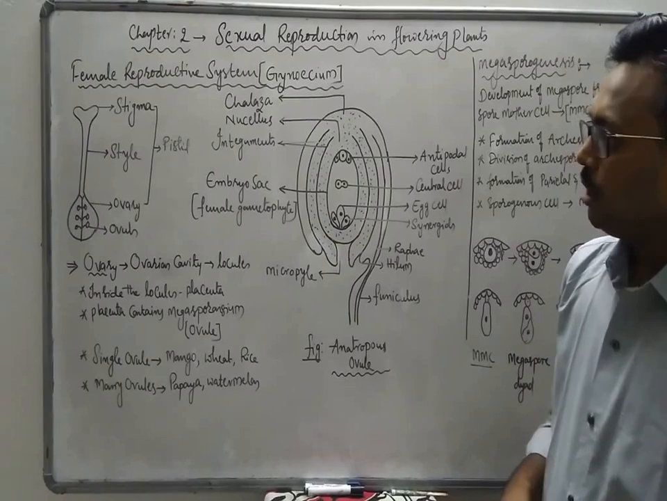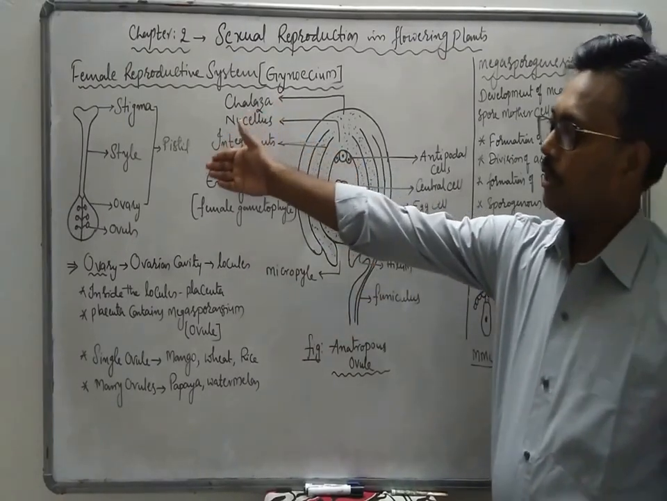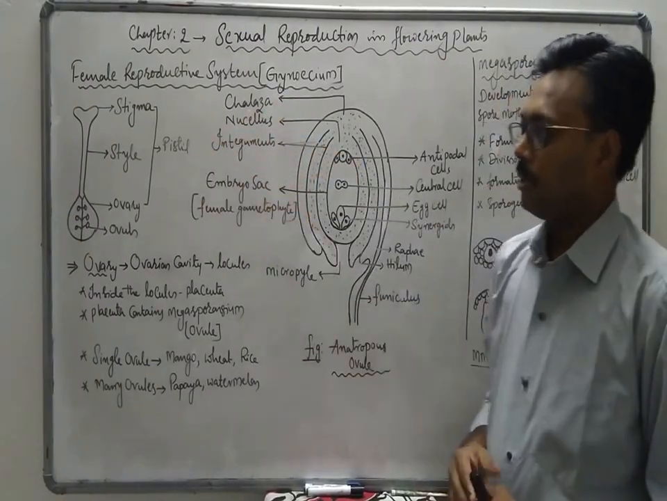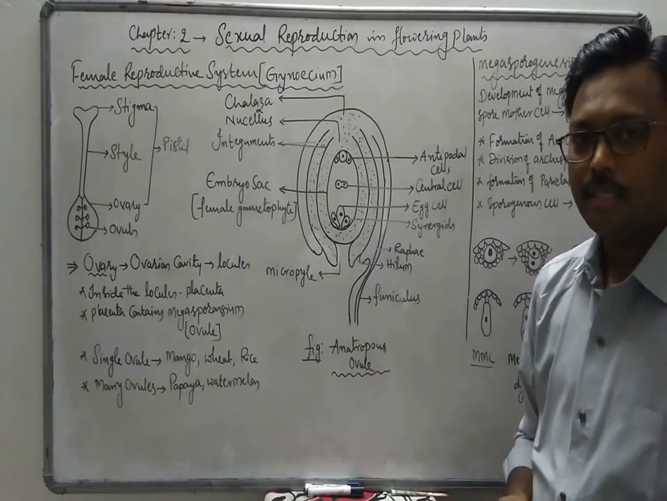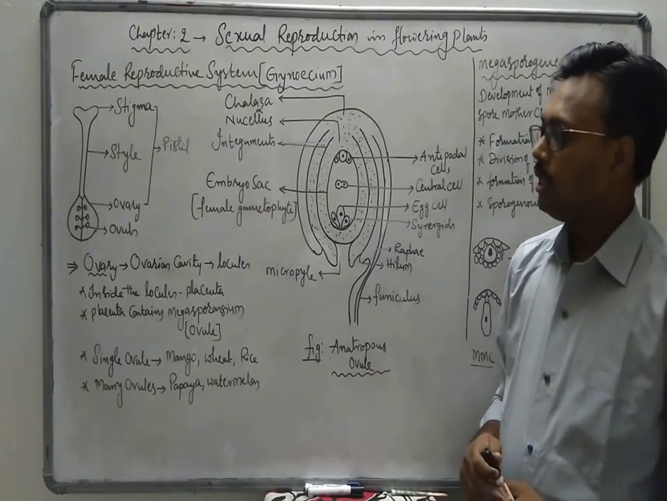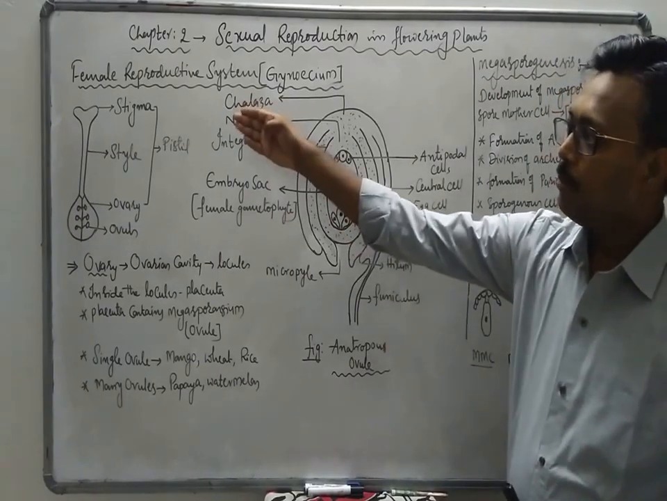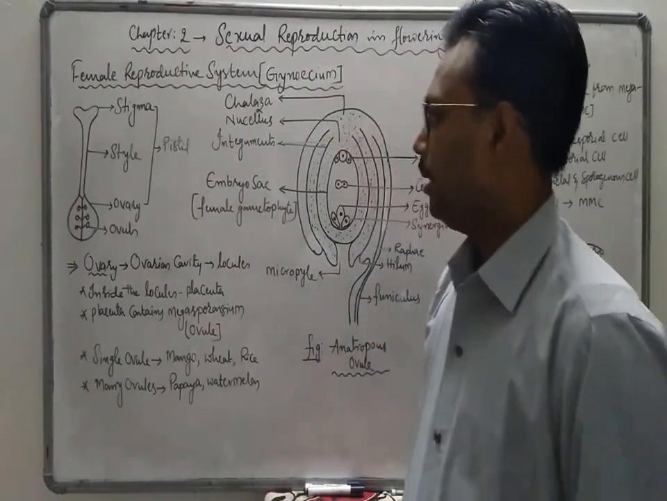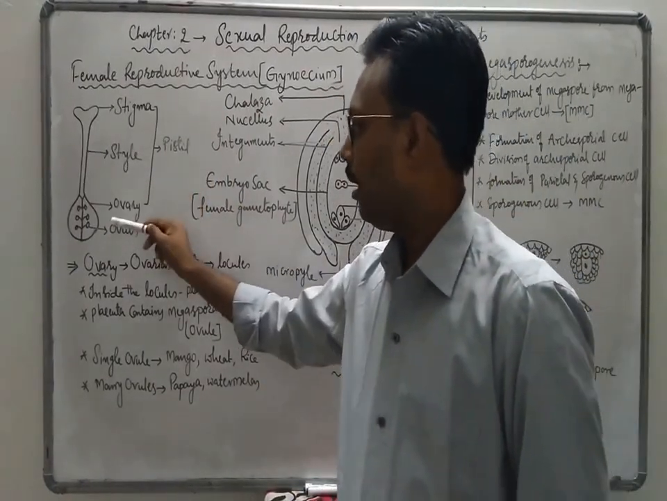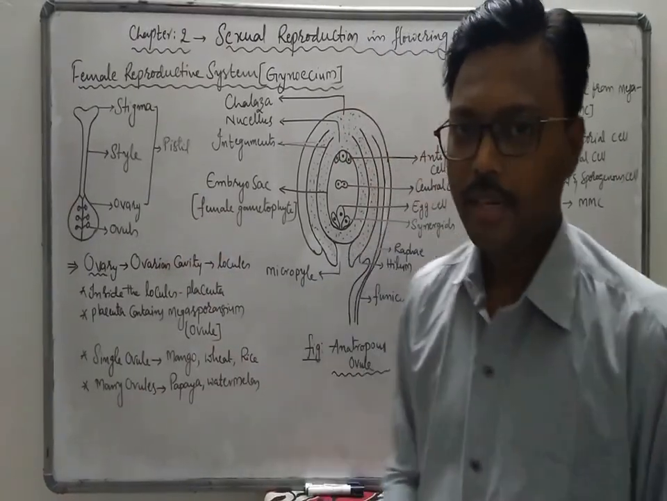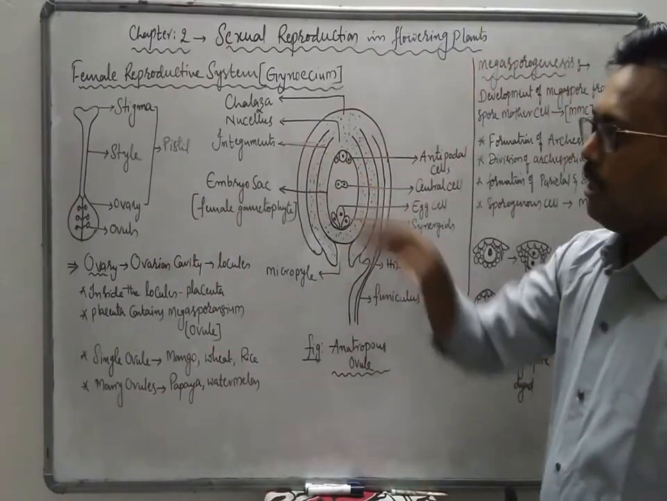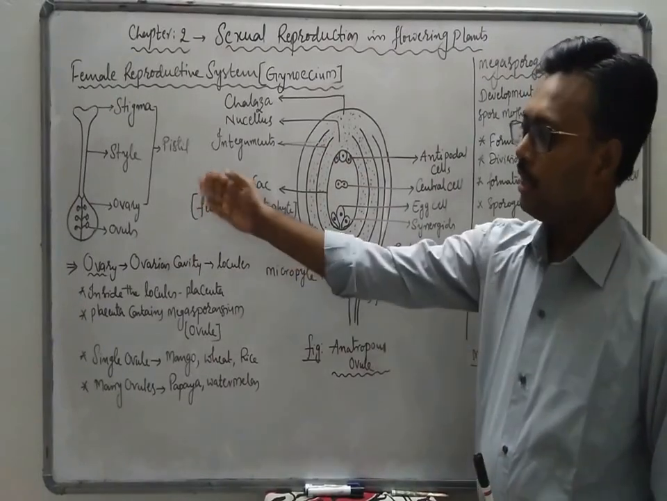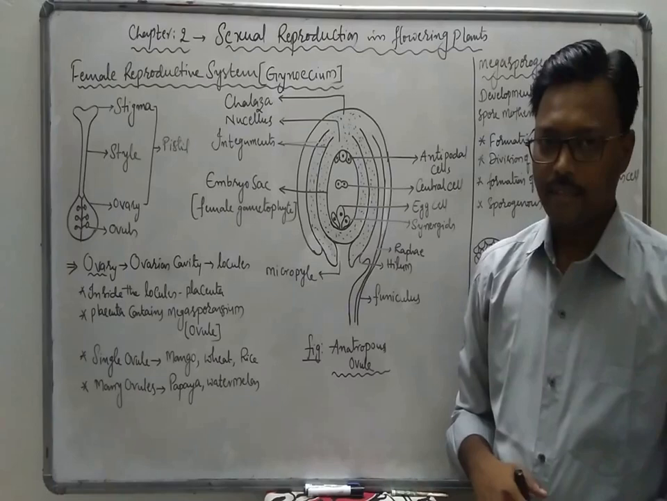If you see the female reproductive structure, it is known as a pistil. The gynoecium is nothing but a pistil. The pistil is composed of three important parts: the uppermost part is the stigma, then the style, and the ovary. These three together are called the pistil, and inside the ovary the ovules are there, right?